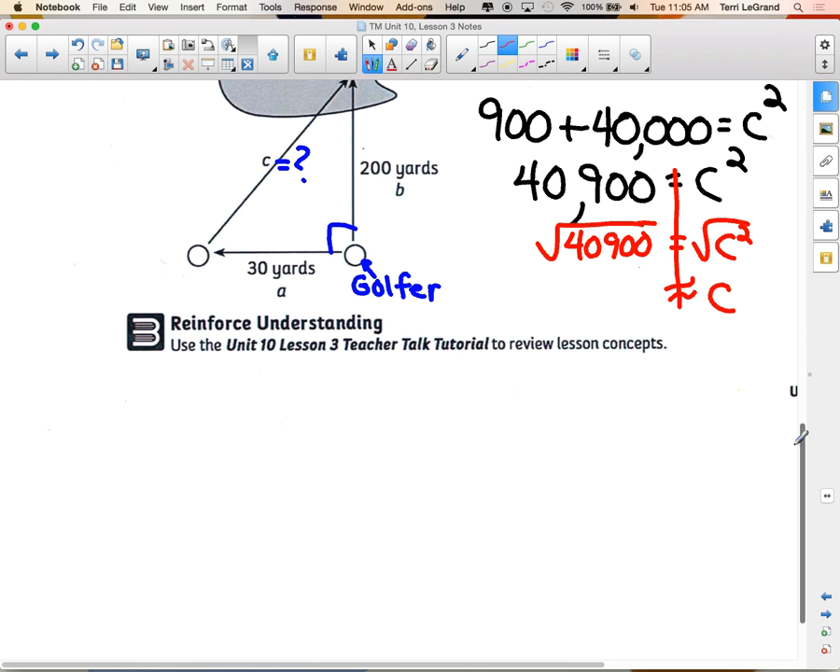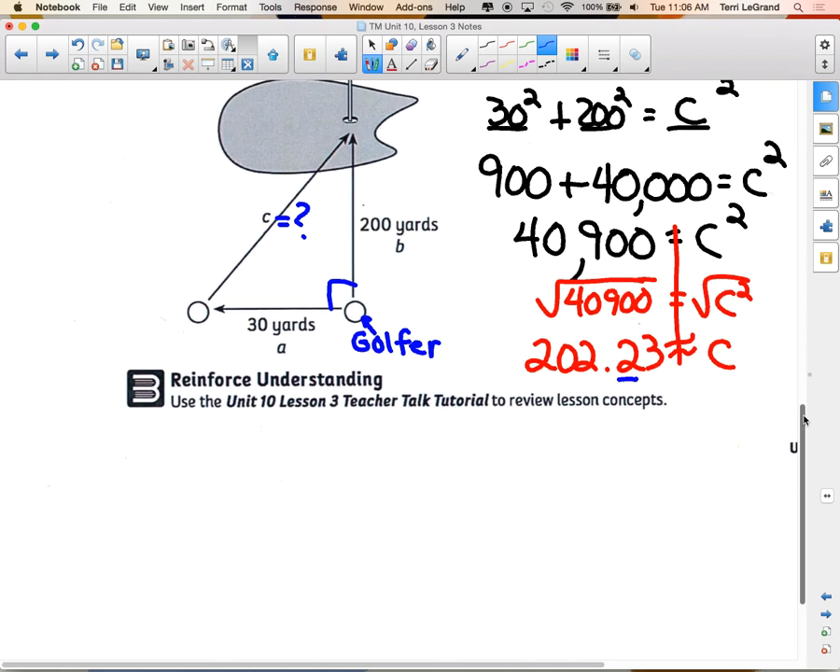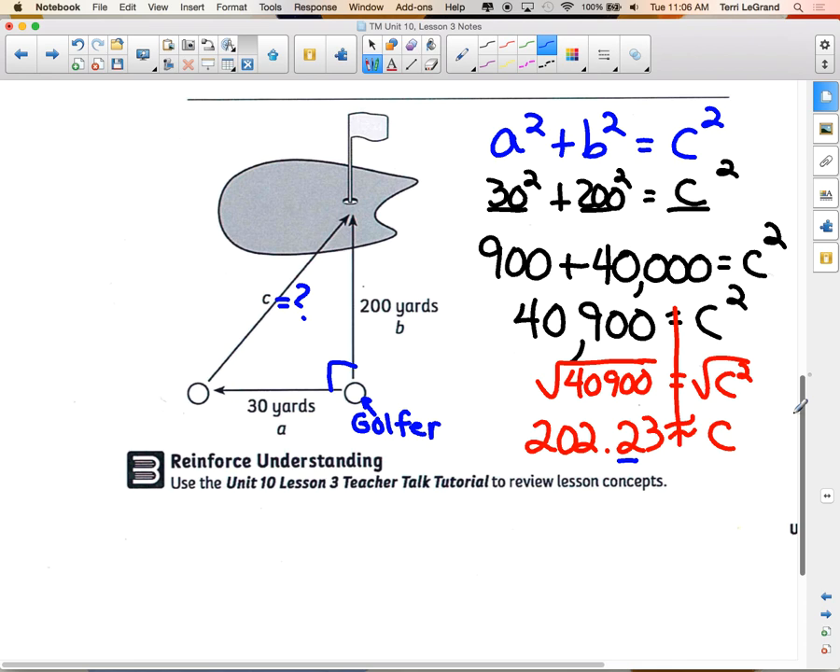Okay, Kate, what did you get? 202 point what? 23. You all agree with that? That's before we round to the nearest tenth. We need the hundredths to help us round to the tenths. So now we're going to look at the tenths place, the 2, and say, is that 3 behind it big enough to jump it up to 3/10? No. So we're going to say that this one is going to be this part right here, right?